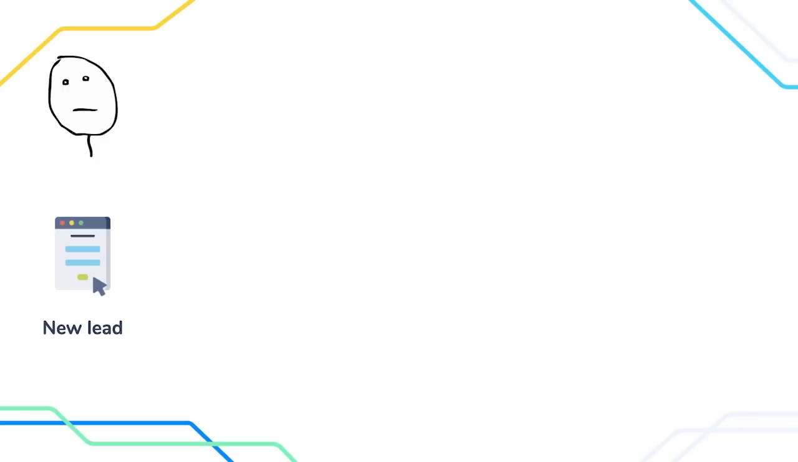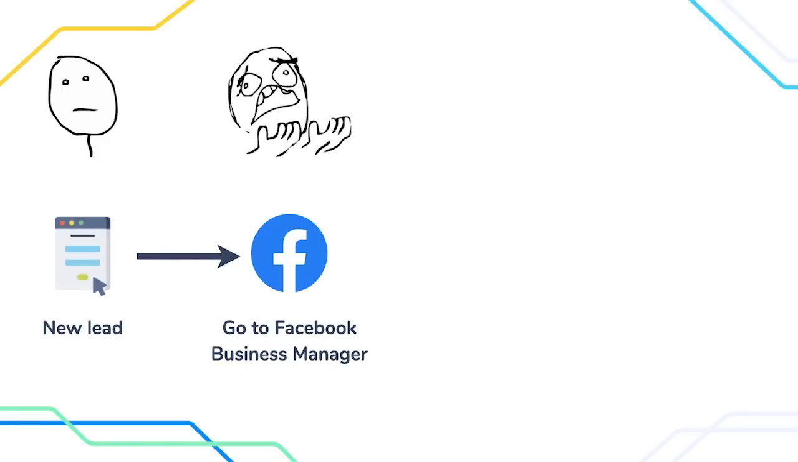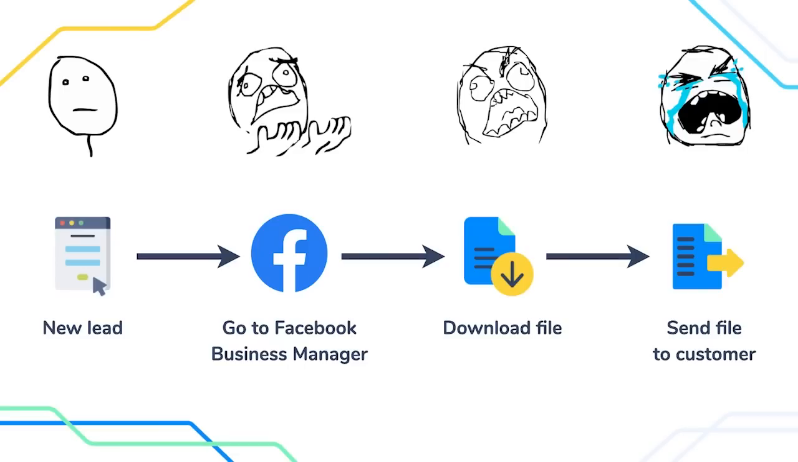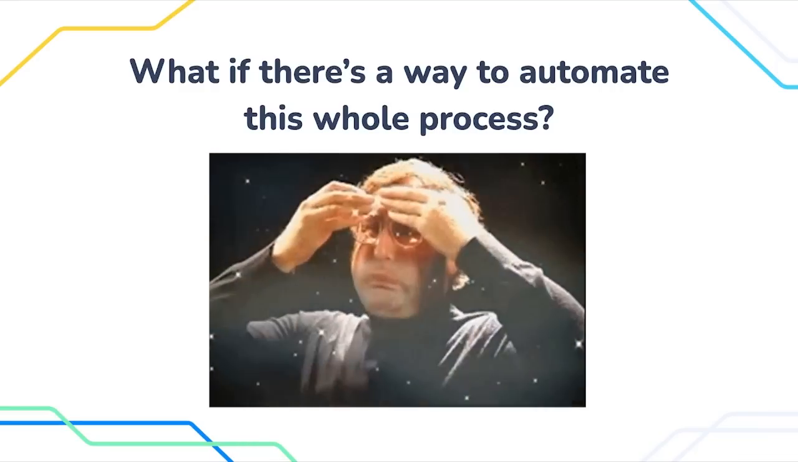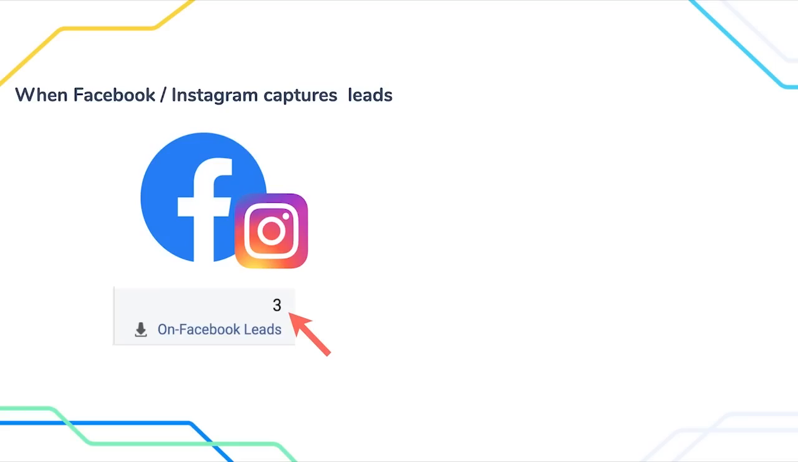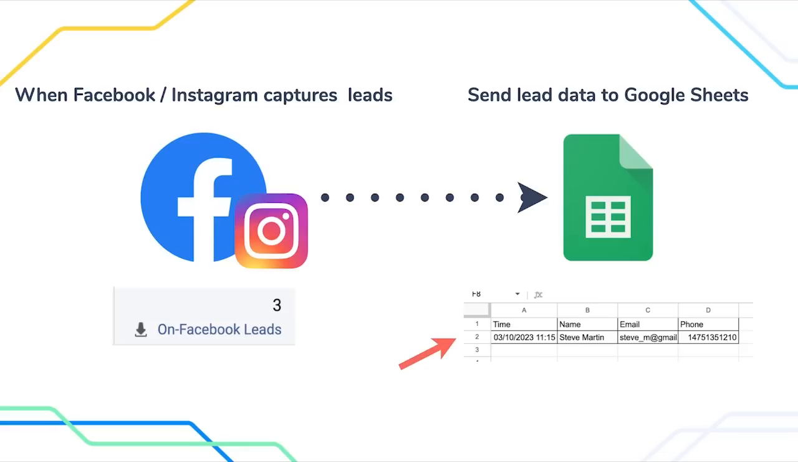Now, every time a lead comes, you have to go to the Facebook platform, into the lead form, download the sheet, get these leads and send them to your sales or contact them yourself. So, it's a very long process, as you see. What if there is a way to automate this whole process? And whenever Facebook captures a lead, it comes directly to Google Sheets. That is what we are going to talk about today.